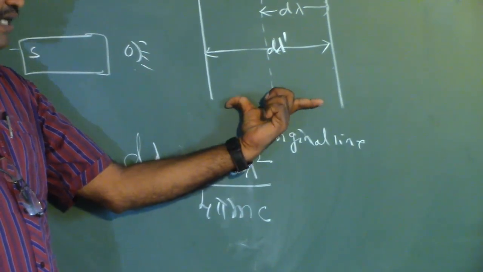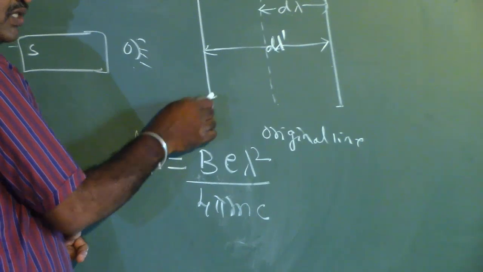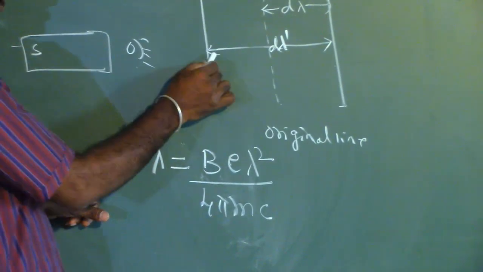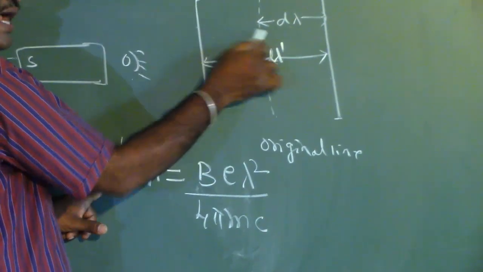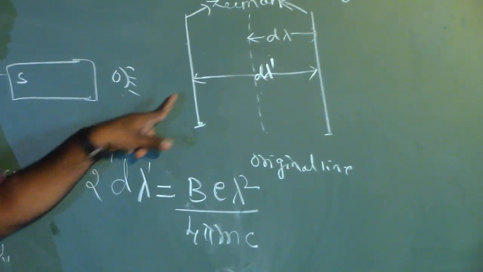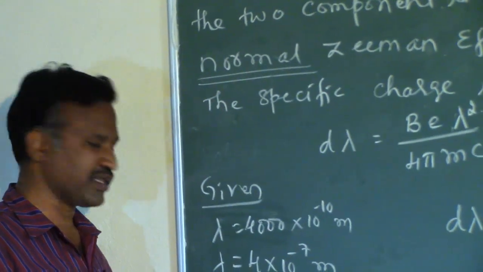But we need d lambda dash, that is the separation between these two components. So what we need to do, first we have to find d lambda, and then multiply it by 2. Why? Because this is d lambda and this is d lambda. So if we multiply by a factor of 2, then directly we will get the separation between the component lines. So let us write down the given data.